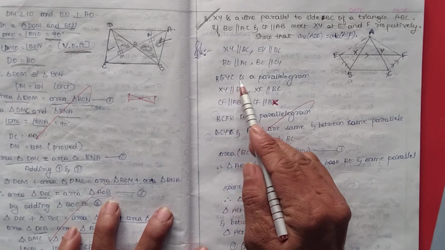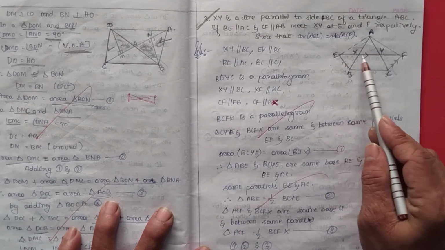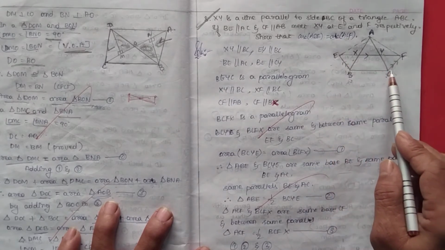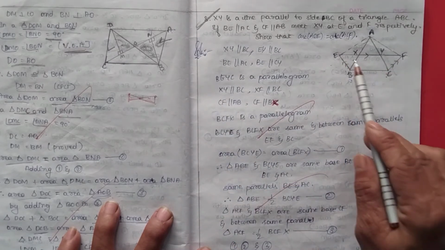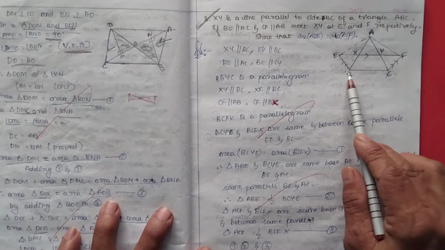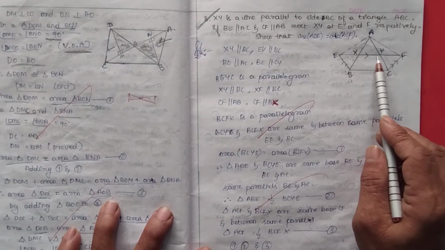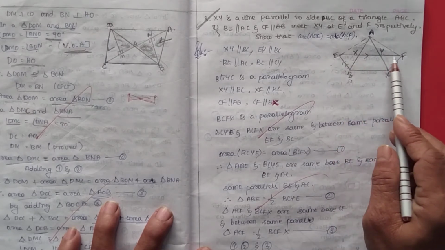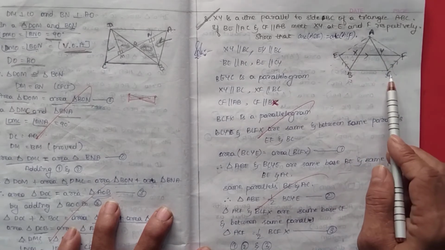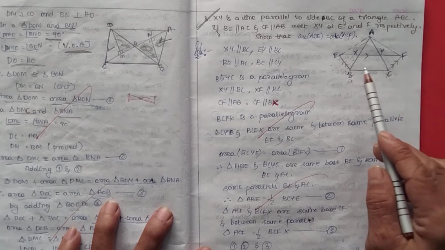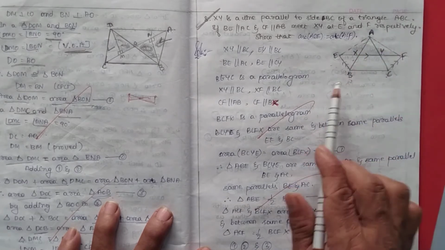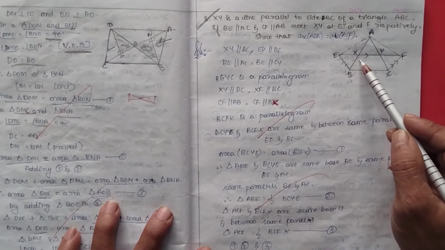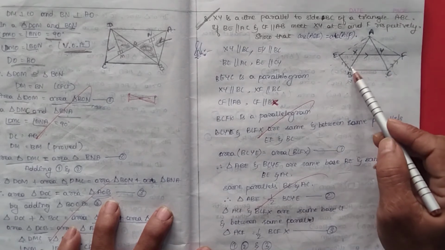After that, BEYC is a parallelogram. You see the figure, BEYC is the parallelogram, and XY is parallel to BC. XF is also parallel to BC, and CF is parallel to AB. CF is parallel to BX. CF is parallel to BX.